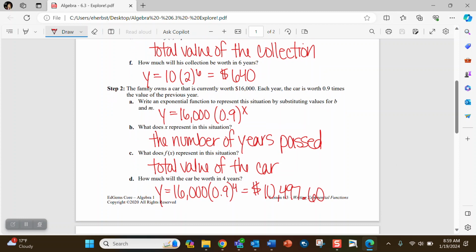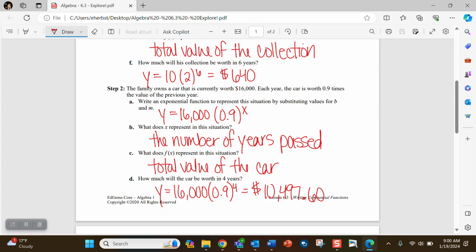In the next step, we're going to talk about the family car. The car is currently worth $16,000. Each year, the car is worth 0.9 times the value of the previous year. Because that constant multiplier is less than 1, we know that the car is going to depreciate, or decrease in value. Letter A asks to write an exponential function to represent the situation. So y equals 16,000, there's your initial or start value, times 0.9 to the x. In this situation, x represents, again, the number of years that have passed, and f of x, or y, is going to represent the total value of the car.